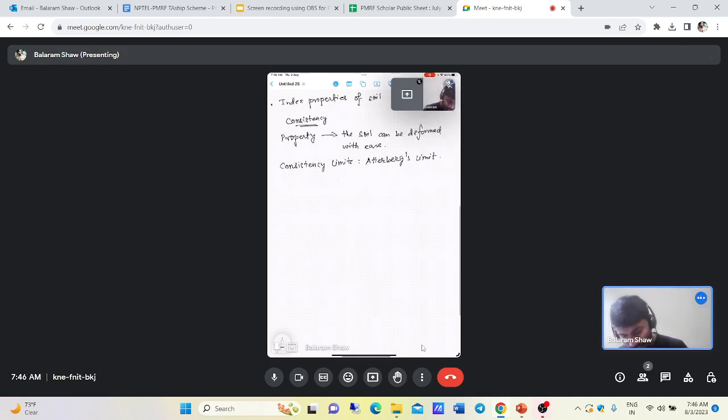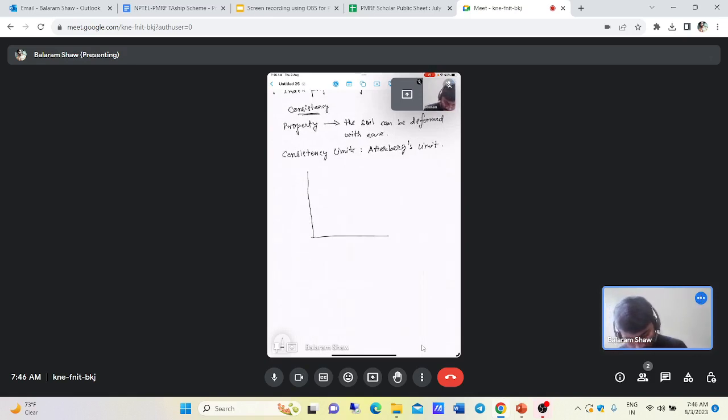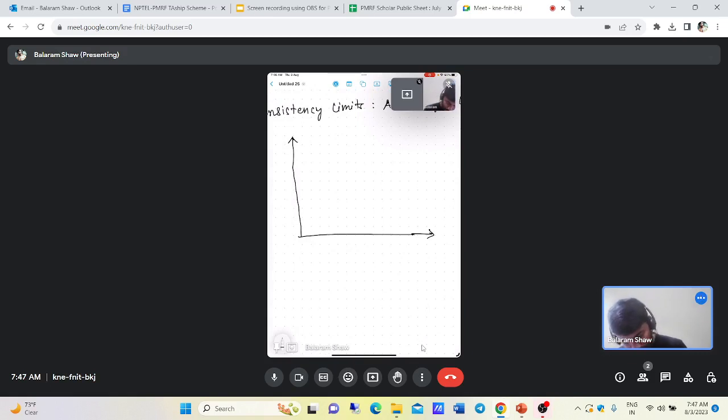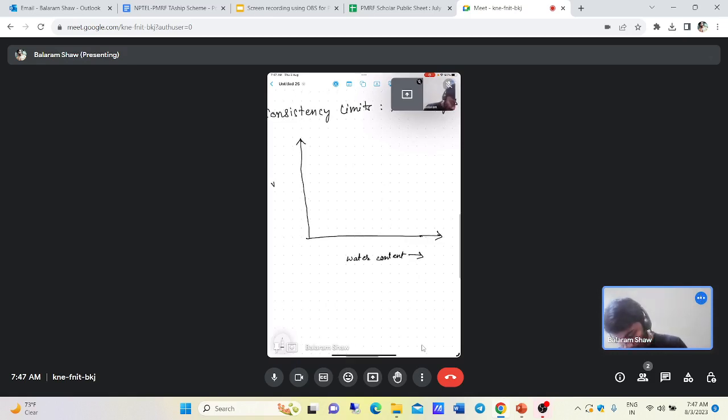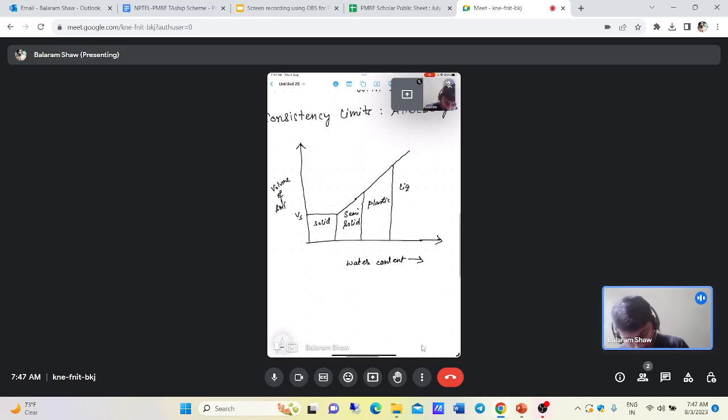It was moisture content or water content, whatever you say, and on this side it was the volume of the soil, right? So the curve goes somewhat like this. This is the volume of the solid soil. So this is the solid, then comes the semi-solid part. As the water content increases, what happens? The solid changes to semi-solid, then plastic, then liquid, and so on, right?